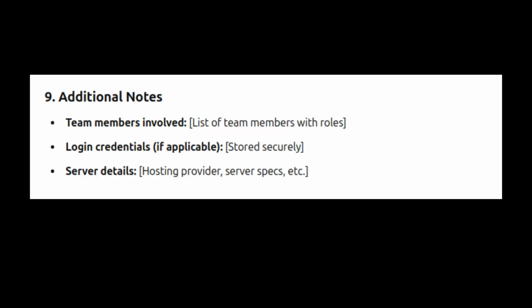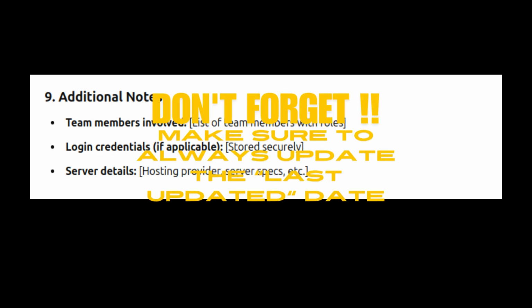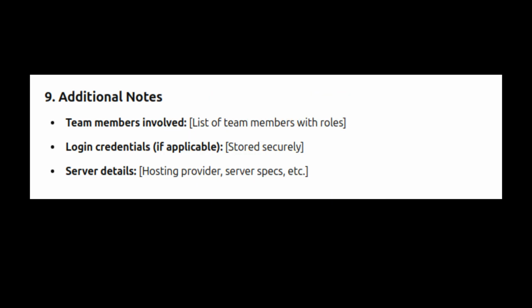This last section provides space for any extra information that doesn't fit neatly into other categories, but is still important. Documenting details like team members involved, server details, or login credentials, stored securely, ensures that all relevant information is in one place. If these details are not properly documented, you risk having gaps in communication or losing track of critical information during transitions between team members or hosting providers. The last updated column here helps ensure that even miscellaneous information remains current and useful.